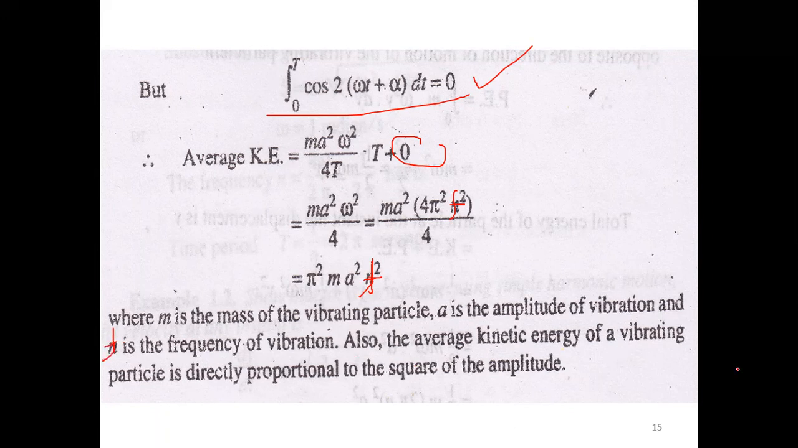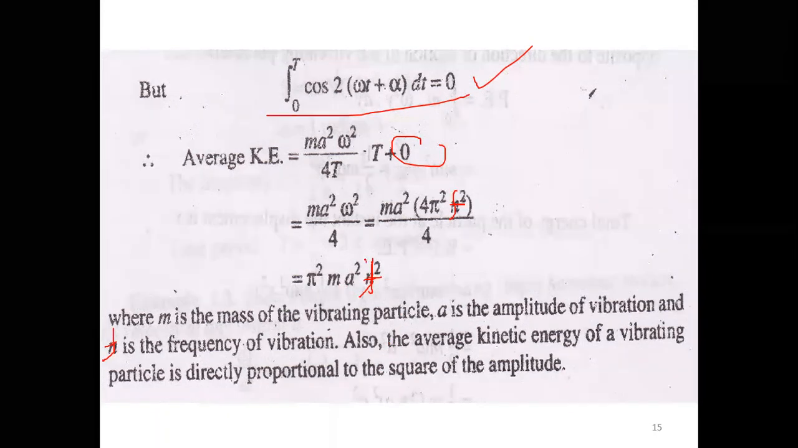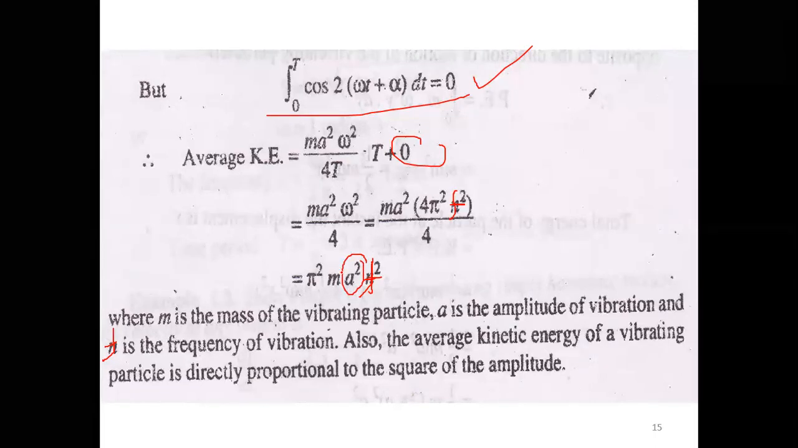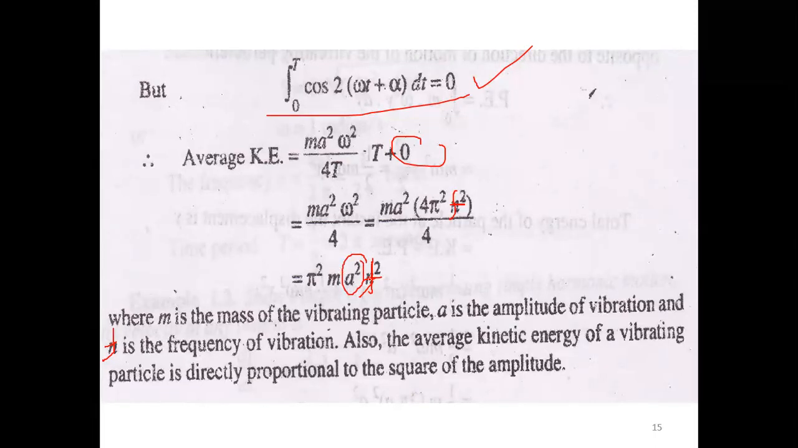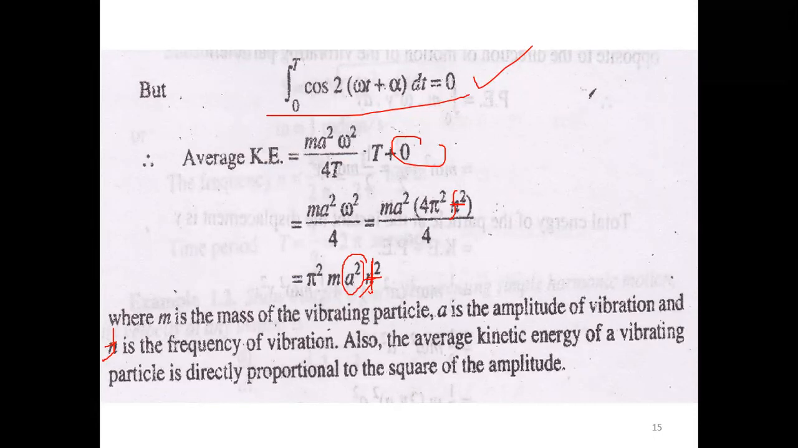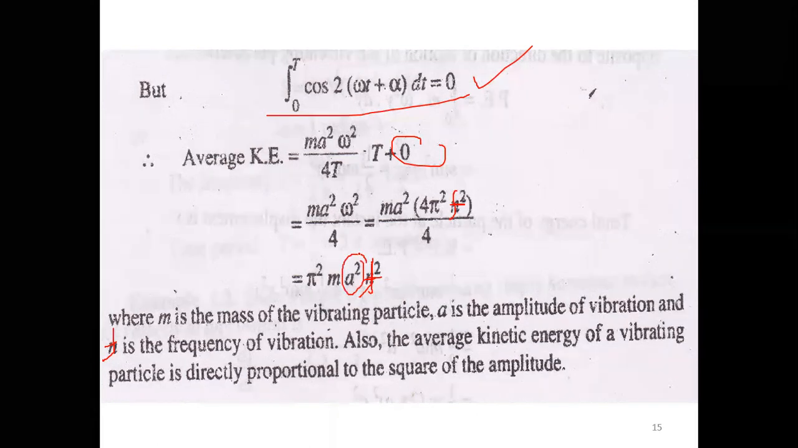Also, the average kinetic energy of a vibrating particle is directly proportional to the square of the amplitude. So we have seen that for a particle executing simple harmonic motion, the average kinetic energy is proportional to the square of the amplitude of the particle executing simple harmonic motion.